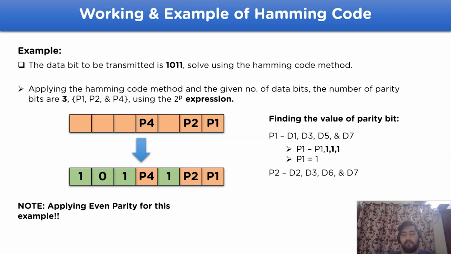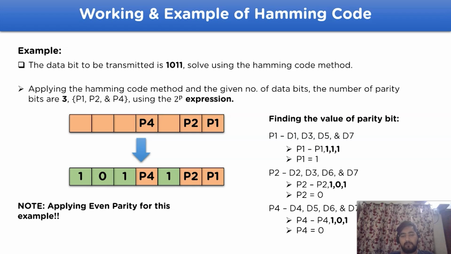Similarly, for P2 we have D2, D3, D6 and D7. Using the same method, we get P2, 1, 0, 1. So the number of ones for P2 is even, so the P2 value would be 0. Next is P4. The bits are D4, D5, D6 and D7, where P4 has 1, 0 and 1. That means the number of ones is even, so again P4 is equal to 0.